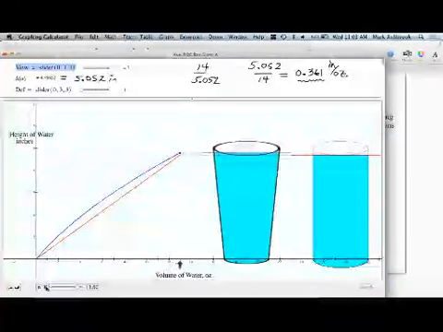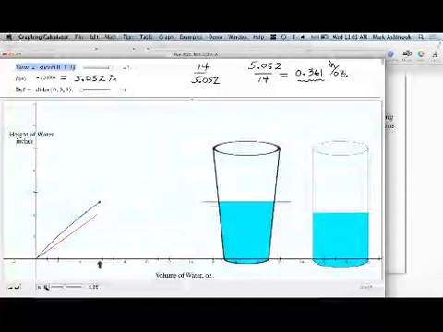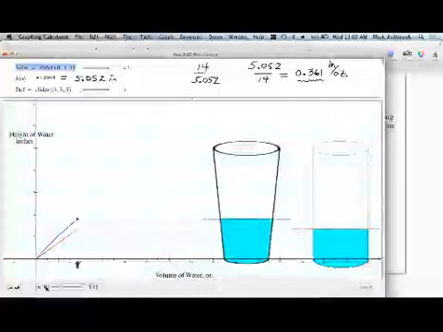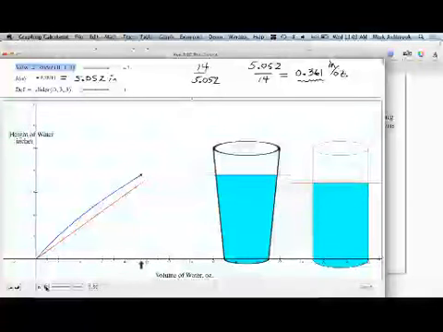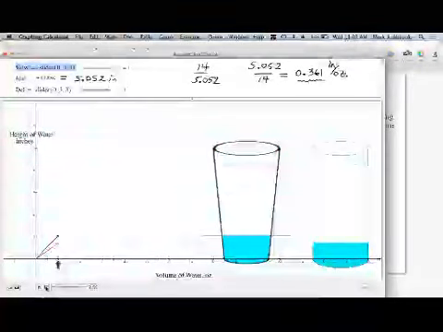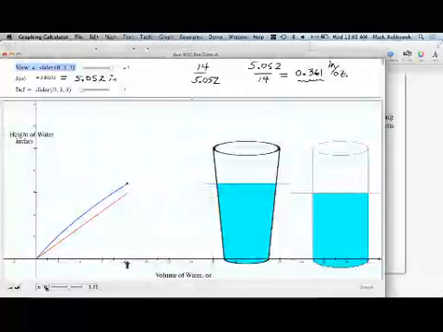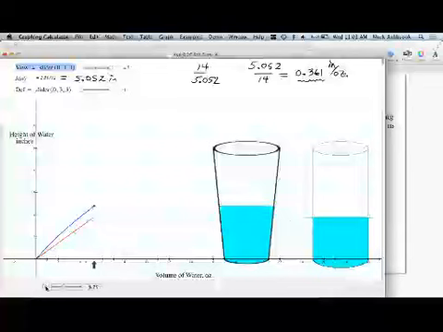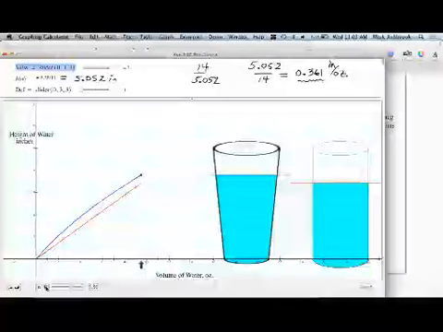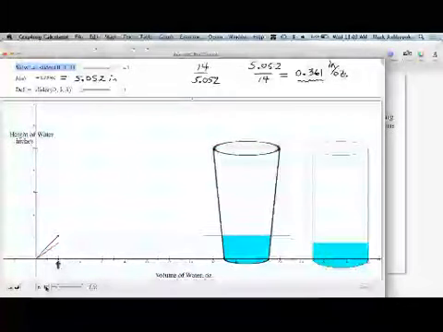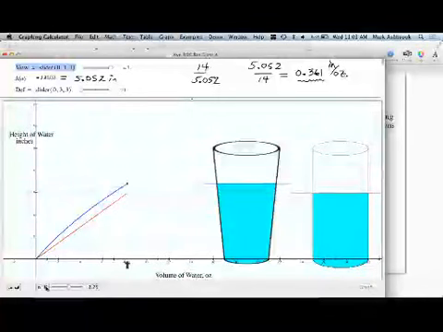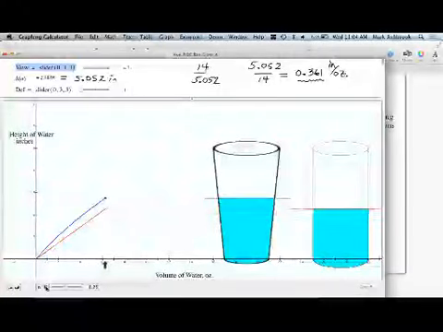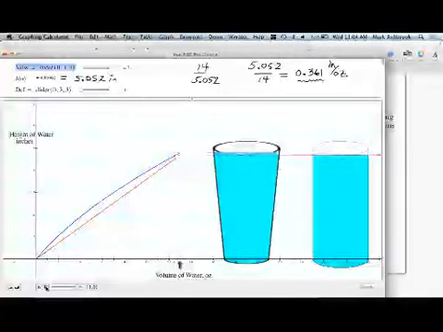Other analysis. Yeah, Shannon. Well, it's not about time, so when it gets to the top, it's like wider, so the height doesn't fill up as much with the same amount. Okay. So why does the height go more quickly for the actual glass at first? Because it's narrower. Yeah, because it's narrower.